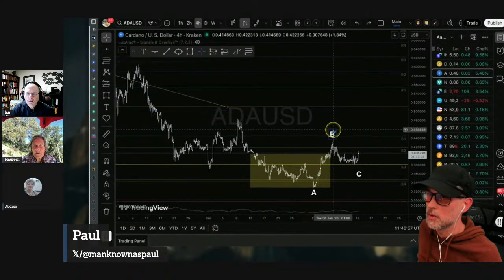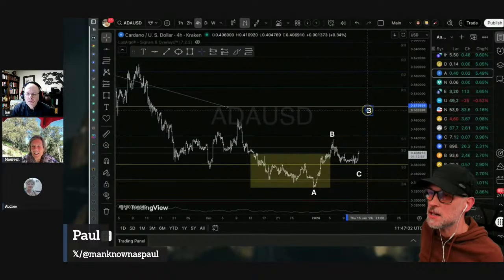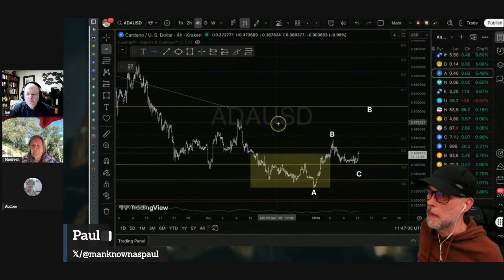Wow. There's a wallet address. I thought I already copied. We need D to get up above this.